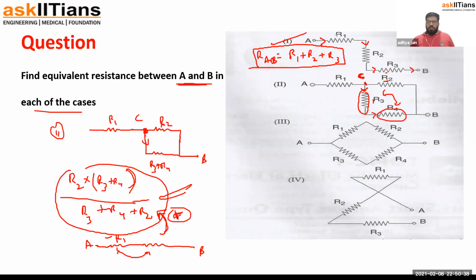So I hope you are good to do the calculation: R1 plus this bigger quantity will give you the equivalent resistance between A and B. That is clear? Okay. Thank you.